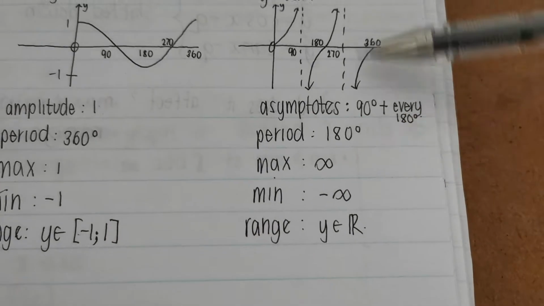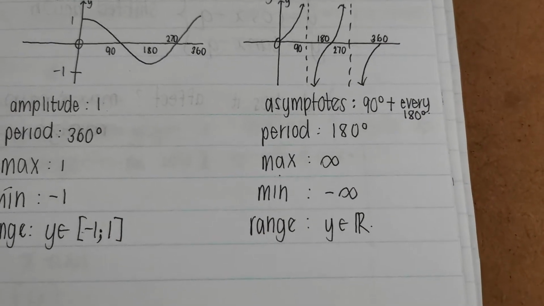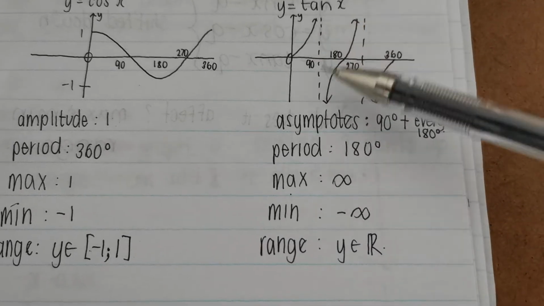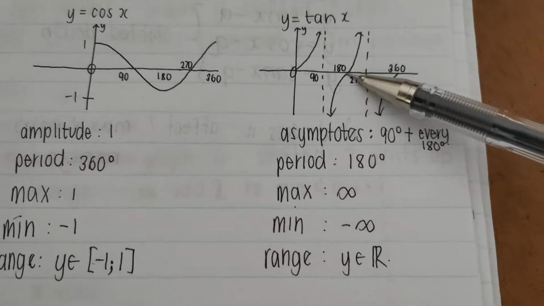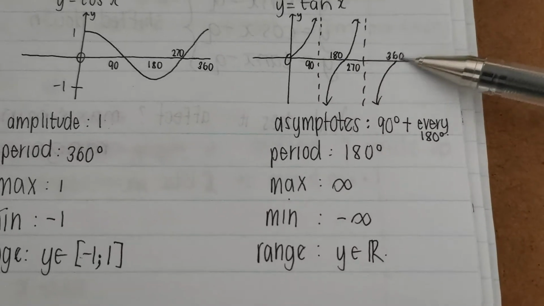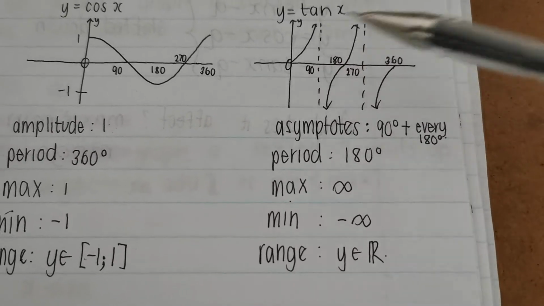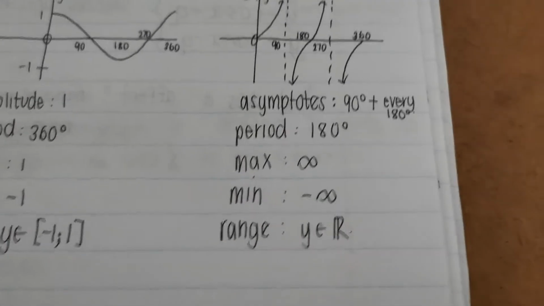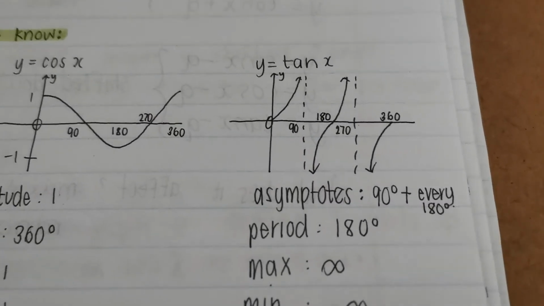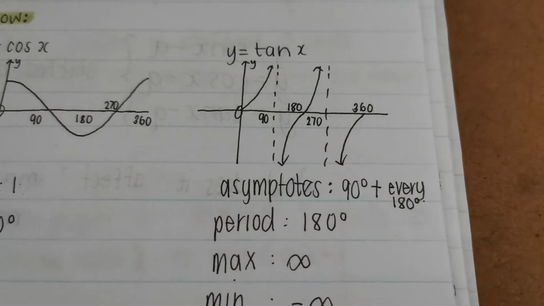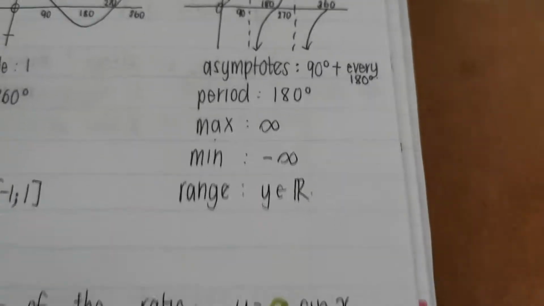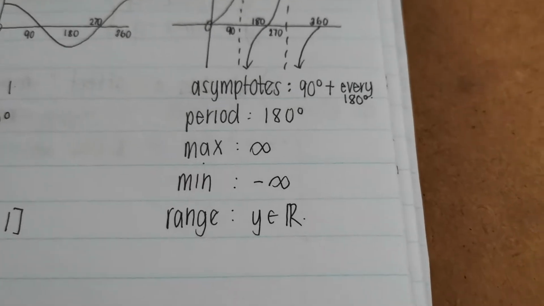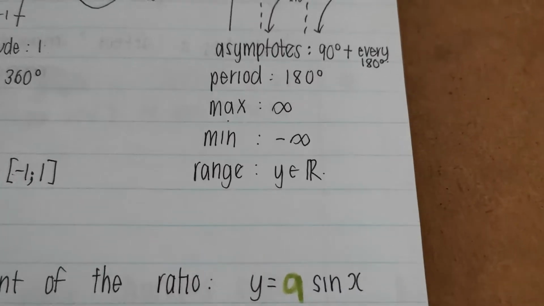Okay, this one here has a period of 180 degrees. What does that mean? It means from the beginning of it all the way to complete one cycle, it takes 180 degrees. So can you see here in this domain of 0 to 360, it repeats itself twice? Okay, all right. This one here has a maximum of infinity and a minimum of -infinity. It's not stopping anywhere. And because of that, our range is y is an element of real numbers, because we don't know where it's starting and where it's stopping. Okay, it's important that you know that.